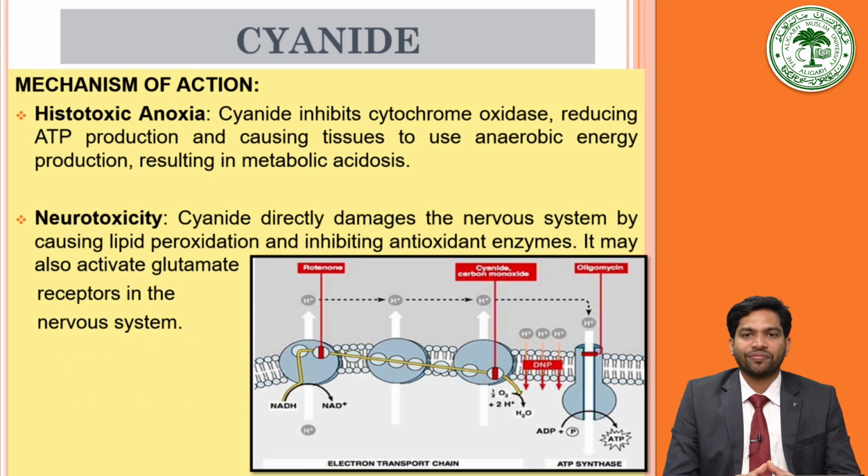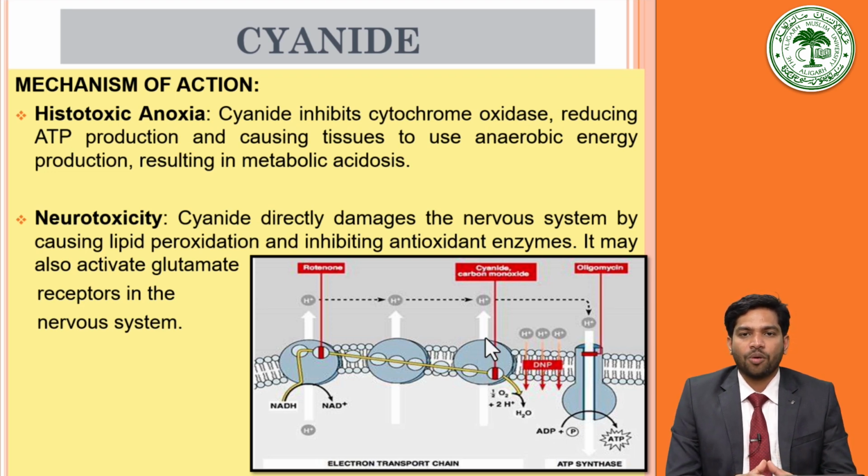The mechanism of action of cyanide is that it causes histotoxic anoxia. Cyanide inhibits the cytochrome oxidase enzyme, reducing ATP production, causing tissues to use anaerobic energy production, resulting in the production of lactic acid and leading to metabolic acidosis. You can see here, cyanide, like carbon monoxide, acts on the electron transport system. It combines with the cytochrome oxidase enzyme in the mitochondria and inhibits the production of ATP. In this way, it causes toxicity in the body.